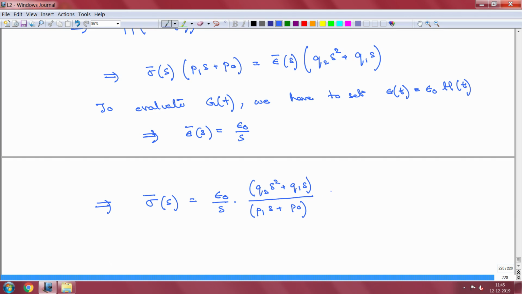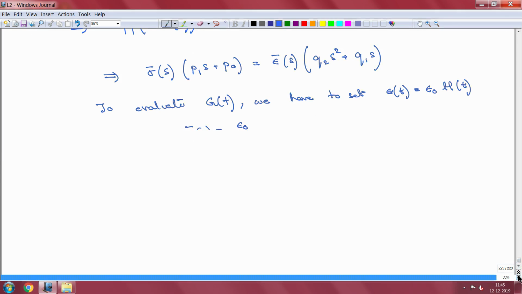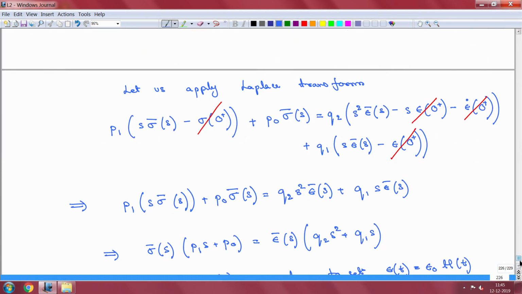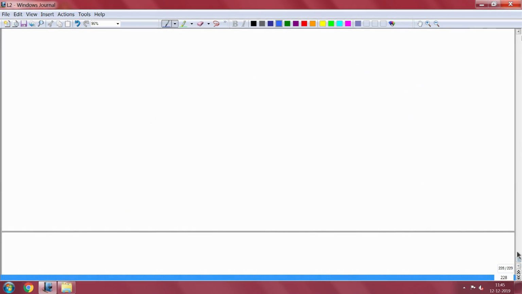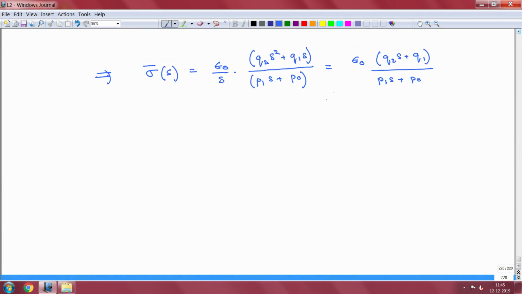Okay. So, obviously there is an extra s in the denominator and an extra s in the numerator. So, this will actually simplify down to epsilon naught Q 2 s plus Q 1 divided by P 1 s plus P 0. We are already familiar with how to solve such equations where such fractional forms are there. So, let us go ahead and try to solve this.